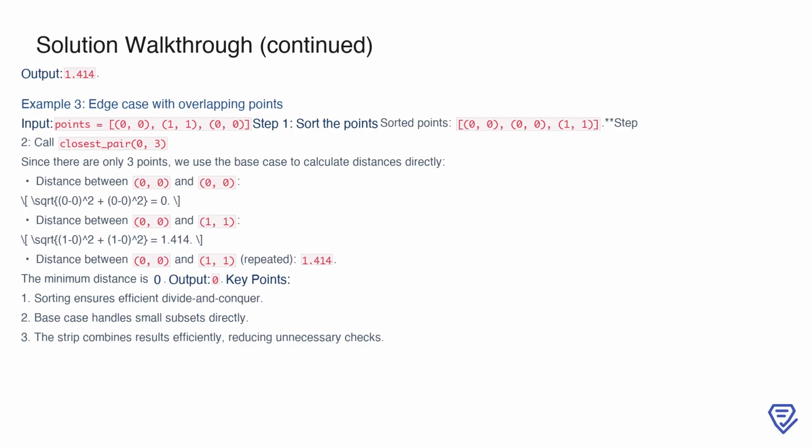The distance between (0, 0) and (1, 1) is 1.414. The distance between the second occurrence of (0, 0) and (1, 1) is also 1.414. The smallest distance in this case is 0, which occurs due to the overlapping points. This example highlights the importance of the base case in handling small subsets and accurately accounting for edge cases. Additionally, sorting ensures the divide and conquer strategy is efficient, while the strip check minimizes unnecessary comparisons. The output for this example is 0.